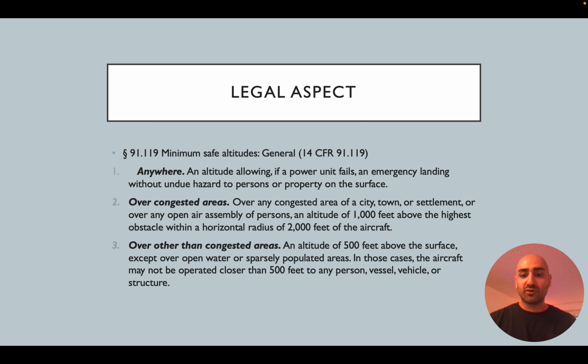So the legal aspects will refer to Part 91, Subpart 119 of the CFR. We're going to talk about the minimum safe altitudes. Anywhere that an aircraft is flying, it must be able to make a safe landing if there is an engine failure. That is your minimum altitude in all scenarios. However, if you're over a congested area such as cities or towns, you need to be 1,000 feet above the ground and 2,000 feet horizontally away from any aircraft, any building, or any obstructions. And if you're not over a congested area, that altitude drops to 500 feet.